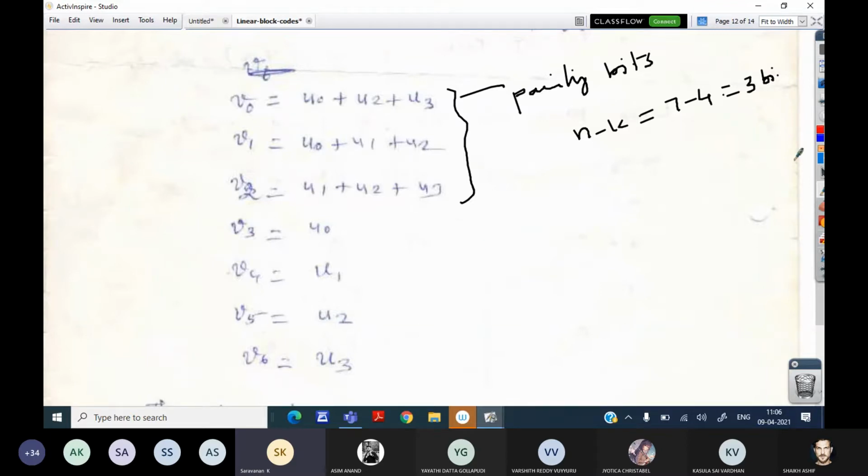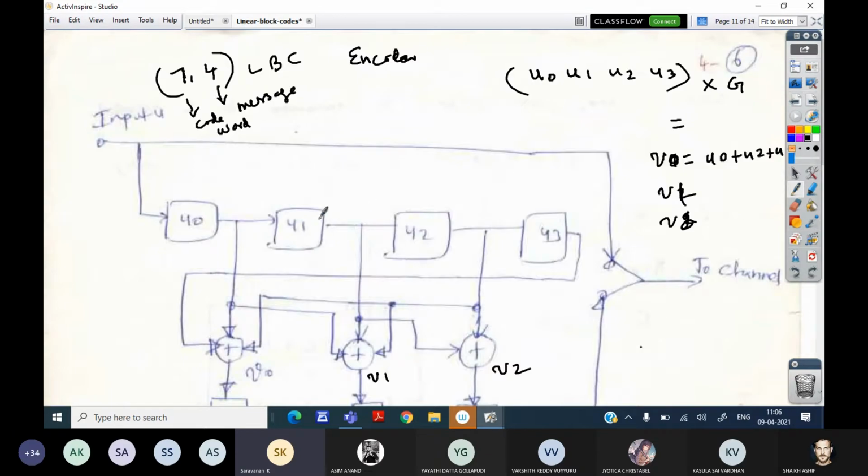Using this, you should draw the encoder circuit. Can you draw the encoder circuit? I have already drawn it. My message is 4 bits, so I need 4 registers or flip-flops to store the message U0, U1, U2, U3. I give the input to this register, constructing a shift register. At the same time, I feed this to the channel also. So the 4-bit message we send out first.